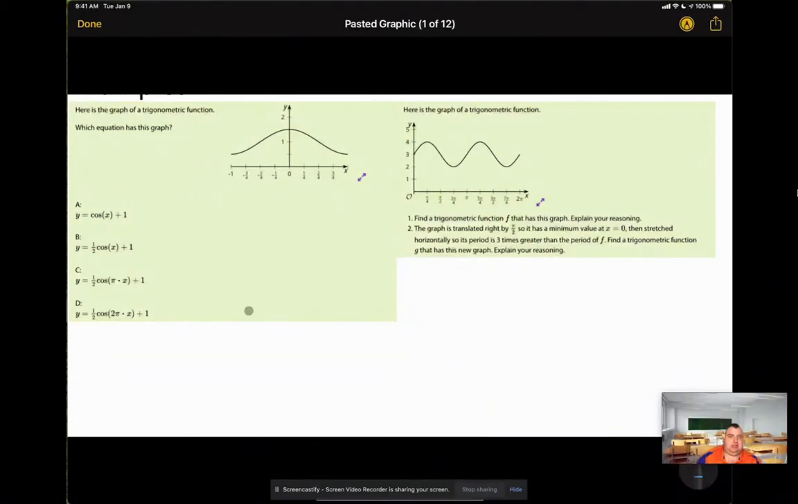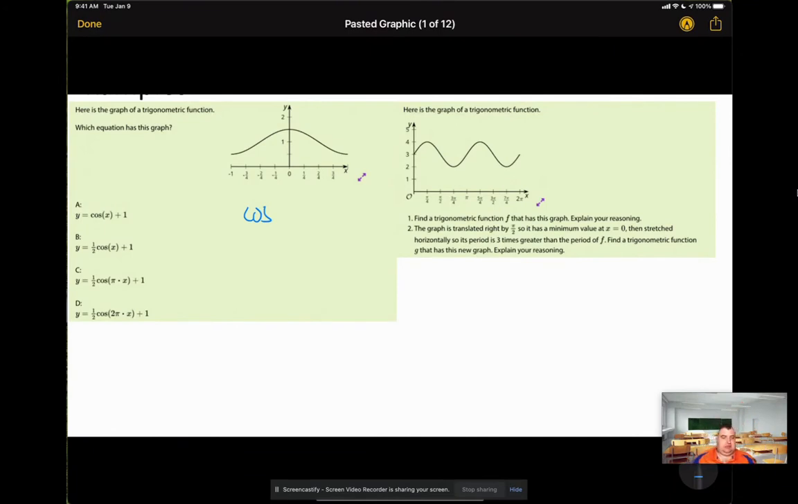This first question off to the left is a multiple choice question. Here is the graph of a trigonometric function. Which equation has this graph? You can see based on our choices that this is clearly a cosine graph. Remember, a cosine graph usually starts up top, goes down, and then comes back up.